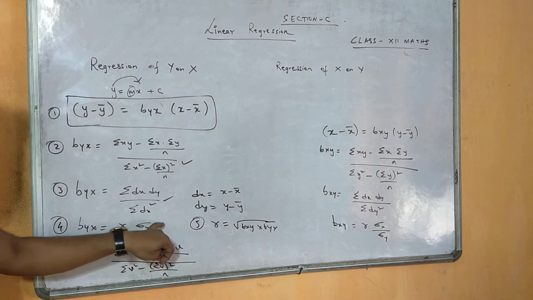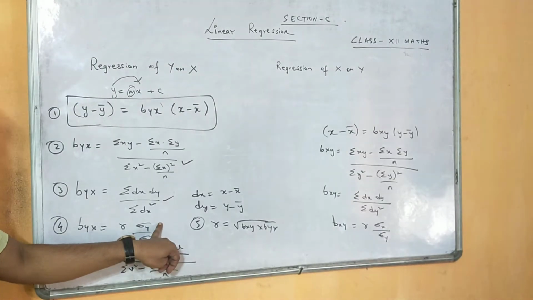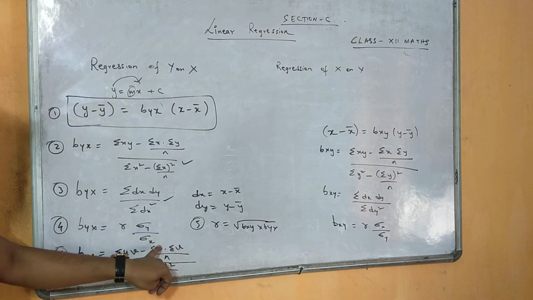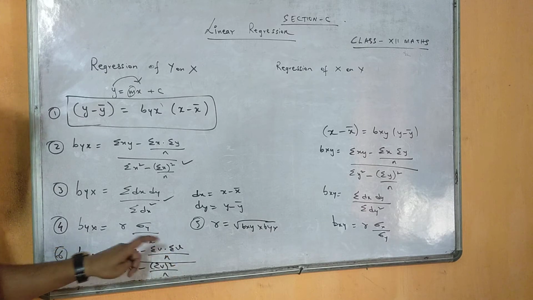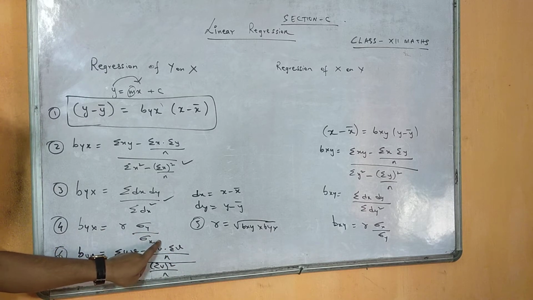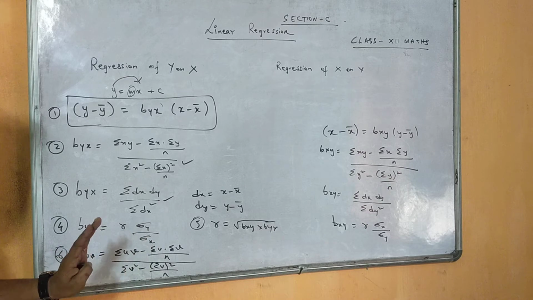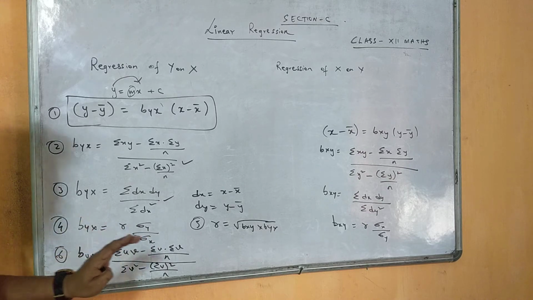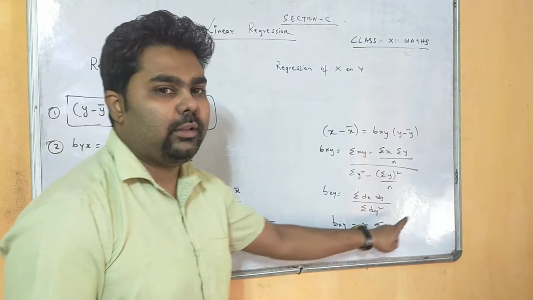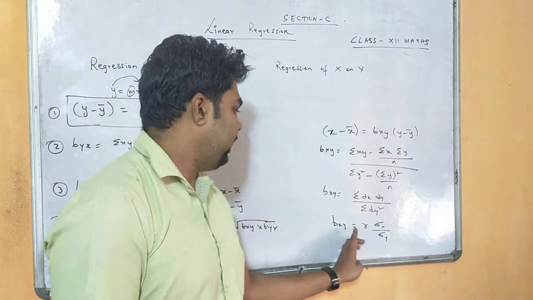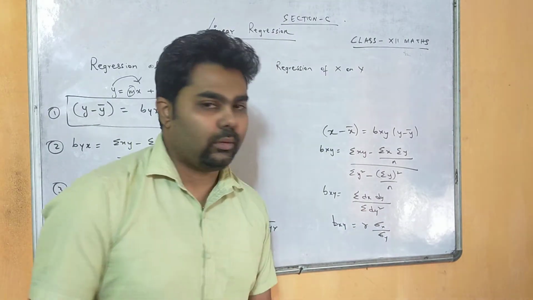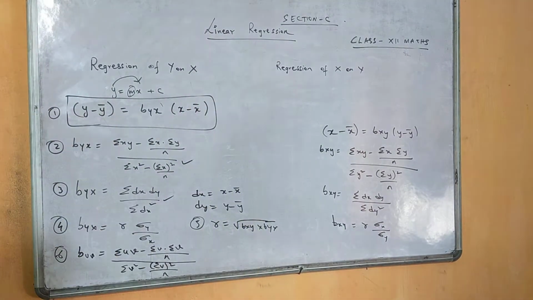Byx was r sigma y by sigma x, where sigma y is the standard deviation of y, and sigma x is the standard deviation of x. You see right hand side is x, so sigma x down and sigma y up. So r will be in the numerator only. Similarly, bxy is r sigma x by sigma y, as y is on the right hand side. Okay, so pause the video and note down these formulas in your exercise book.